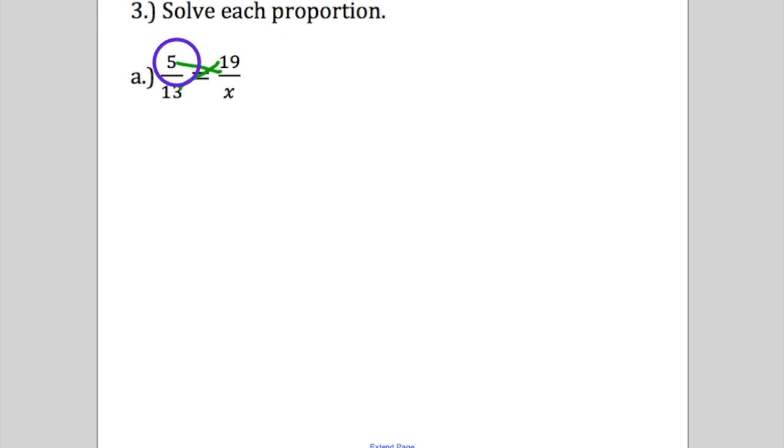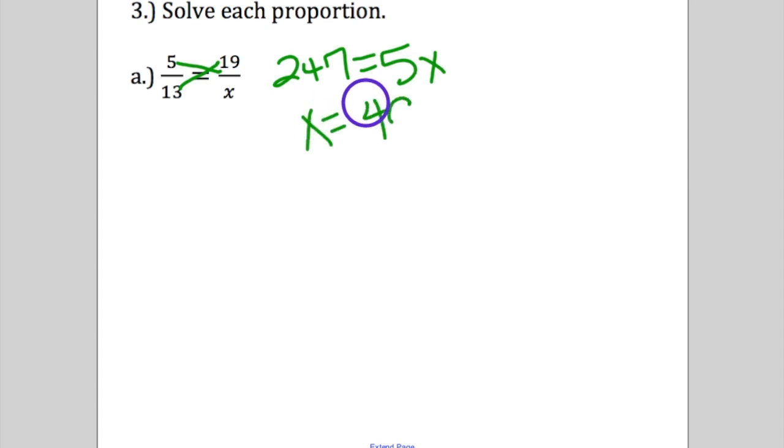And so 13 times 19 we know is 247 with the use of our calculator. And 5 times x is simply 5x. To then solve this equation that you've set up, we would divide both sides by 5. And 5 goes into 247 49.4 times. So the value of x is 49.4.